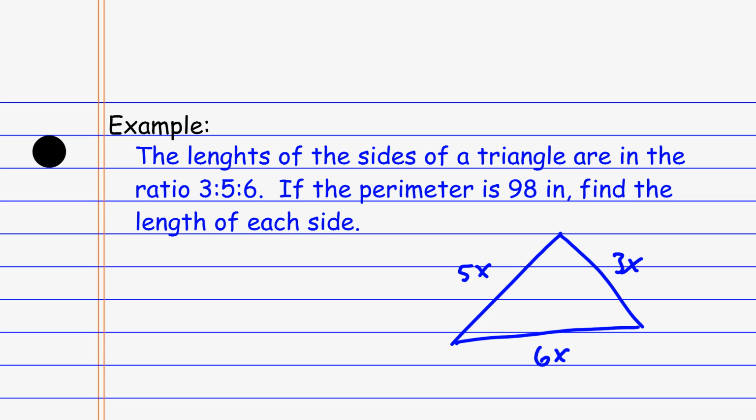Well, now that I have those ratios, I want to know what the actual length of each side is. So I need to know what that multiplier, what that x value is. So then I can just say, okay, well, the perimeter, the 5x plus the 3x plus the 6x, has to equal the 98 inches. And now I can just solve for x. This gives me 14x equals the 98. I divide each side by the 14, and I get x equals the 7.